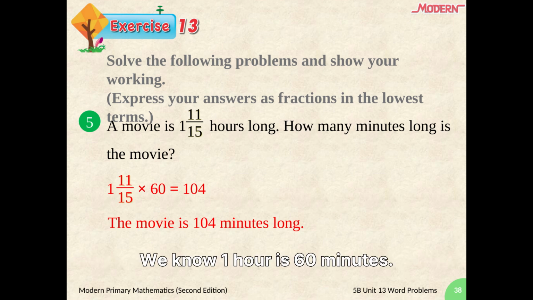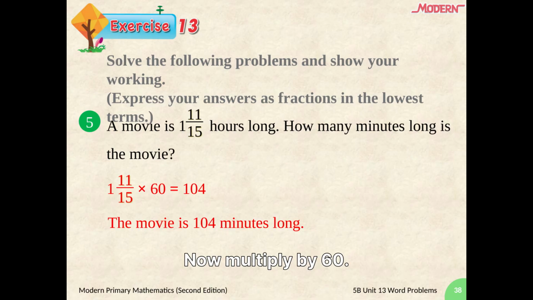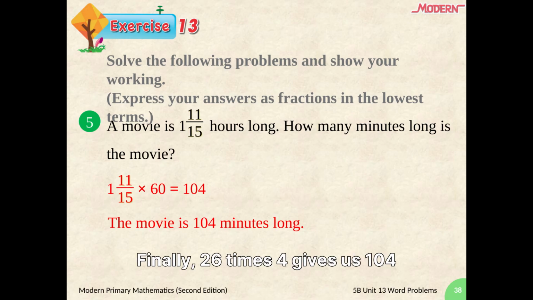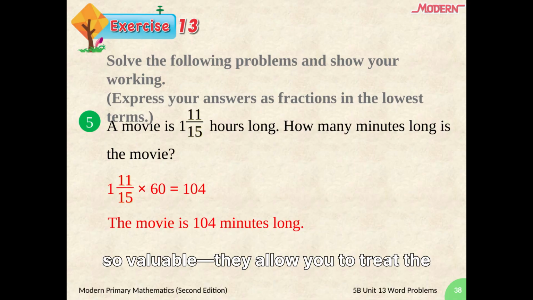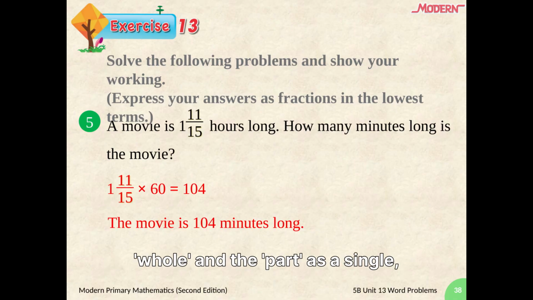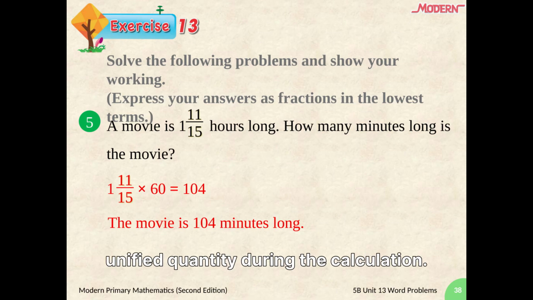We know 1 hour is 60 minutes. First, convert 1 and 11/15 to 26/15. Now multiply by 60. By reducing 60 and 15, we get a factor of 4. Finally, 26 times 4 gives us 104 minutes. This problem highlights why improper fractions are so valuable. They allow you to treat the whole and the part as a single unified quantity during the calculation.